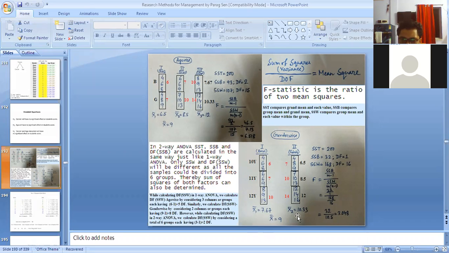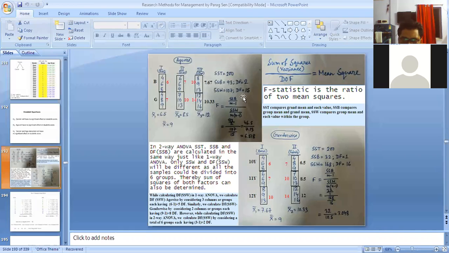The average, or the mean, for the girls is 10.33, and the grand mean is the same, x double bar equal to 9. Okay, so now, if you want to compare the two-way ANOVA with one-way ANOVA, first think that you are not considering the gender, boys and girls are not there. So how will you do your one-way ANOVA?